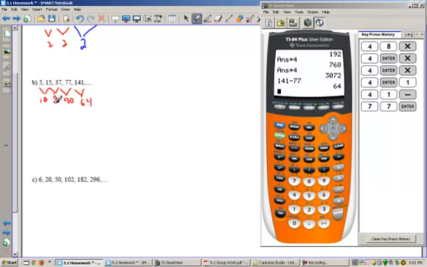And then I do it again. 22 minus 10, well, this is 12. 40 minus 22, well, that's 18. 64 minus 40, that's 40 there, is 24. And then I do it again.